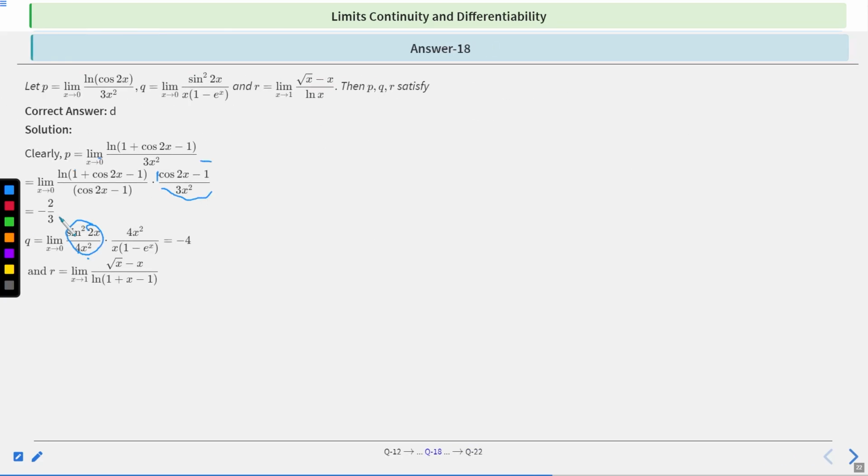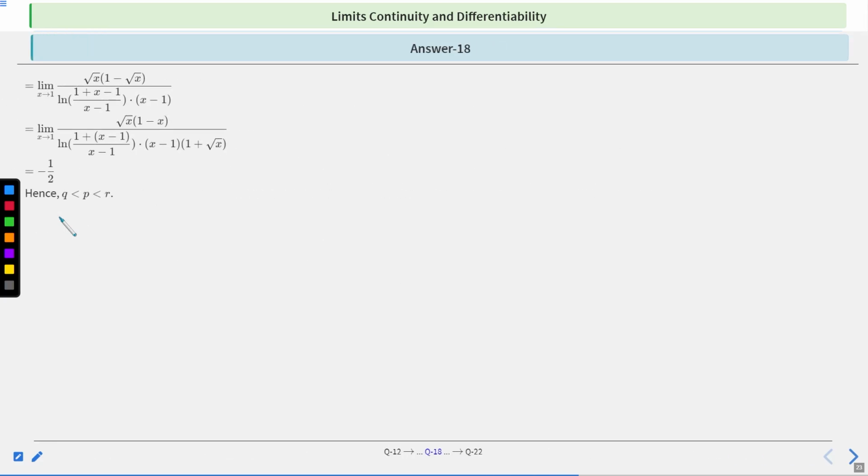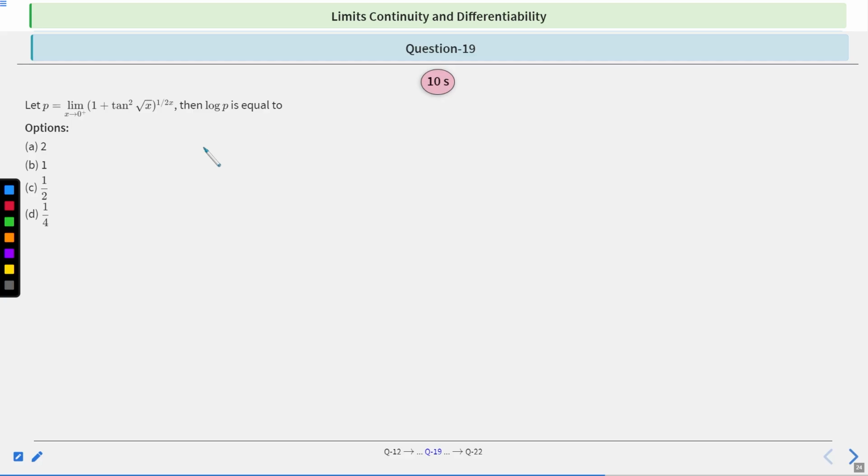Okay, let's move to the next question. Question number 19, which says: let p is equal to limit x tending to 0 plus of (1 plus 10 square root x) to the power 1 by 2x, then log p is equal to. So you have 10 seconds to solve this question. After 10 seconds, we will discuss the solution.